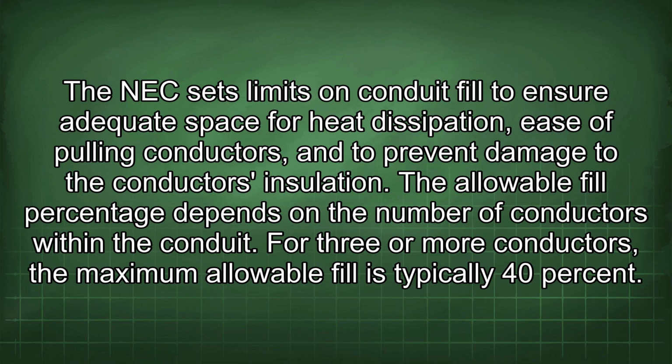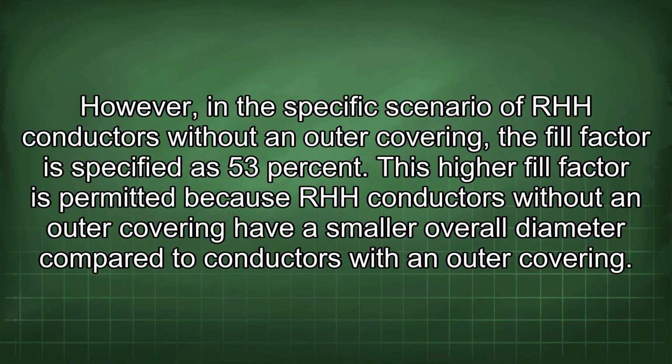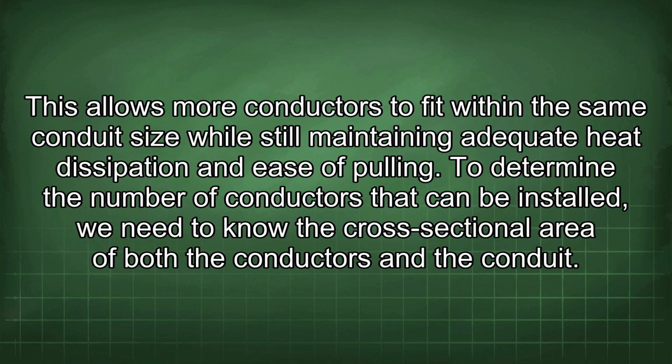The allowable fill percentage depends on the number of conductors within the conduit. For 3 or more conductors, the maximum allowable fill is typically 40%. However, in this specific scenario of RHH conductors without an outer covering, the fill factor is specified as 53%. This higher fill factor is permitted because RHH conductors without an outer covering have a smaller overall diameter compared to conductors with an outer covering. This allows more conductors to fit within the same conduit size while still maintaining adequate heat dissipation and ease of pulling.